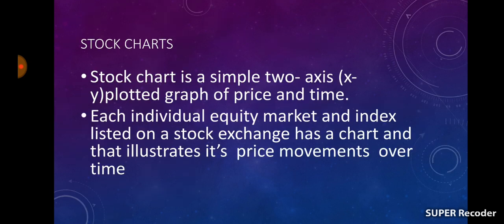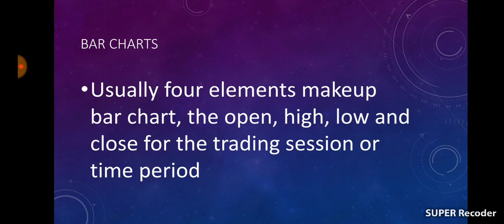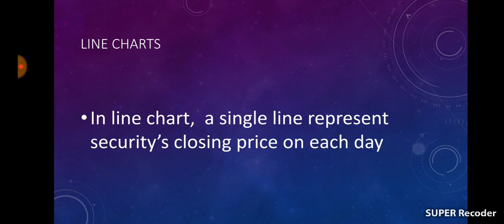Okay, so a stock chart is a simple two-axis plotted graph of price and time. Each individual equity market and index listed on a stock exchange has a chart that illustrates its price movements over time. There are different types of charts used for technical analysis, and the first one is the line chart. In the case of a line chart, a single line represents a security's closing price of each day.